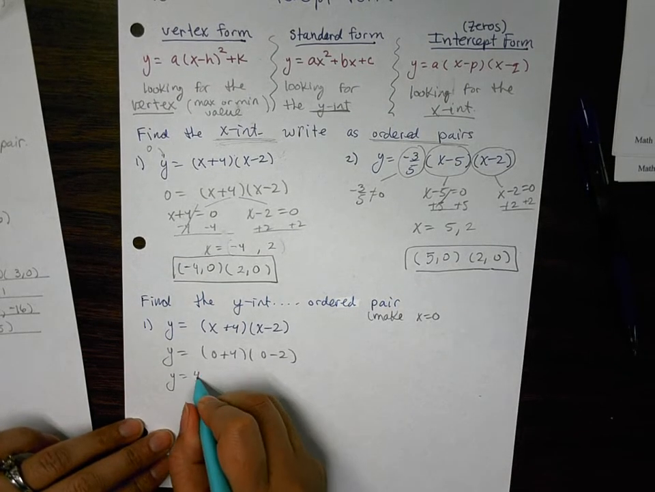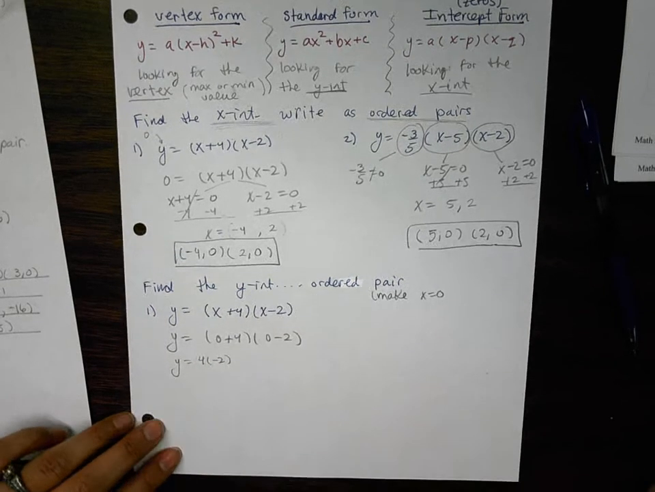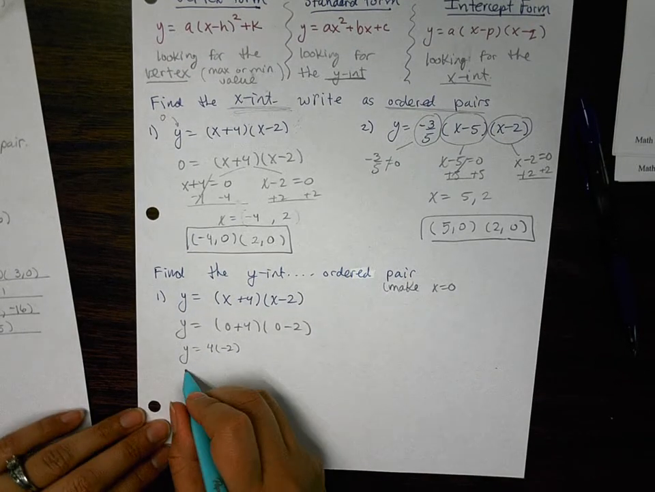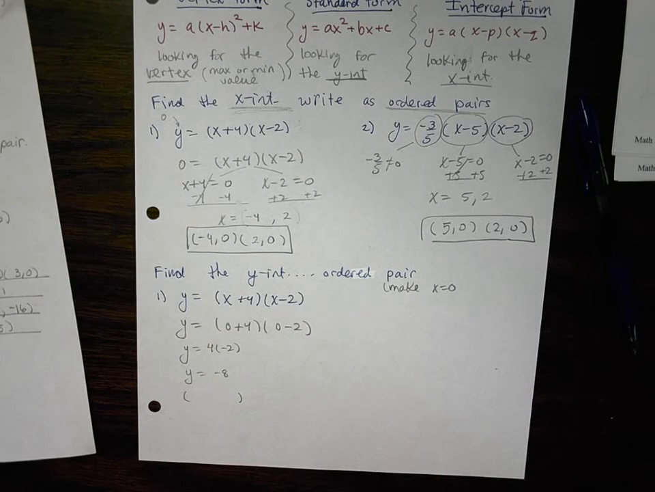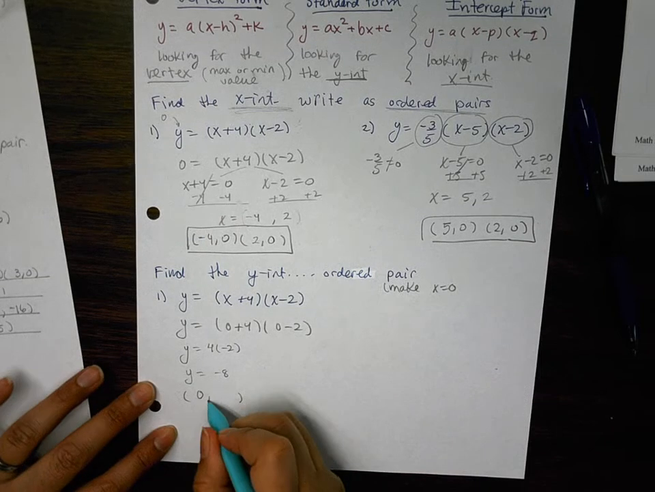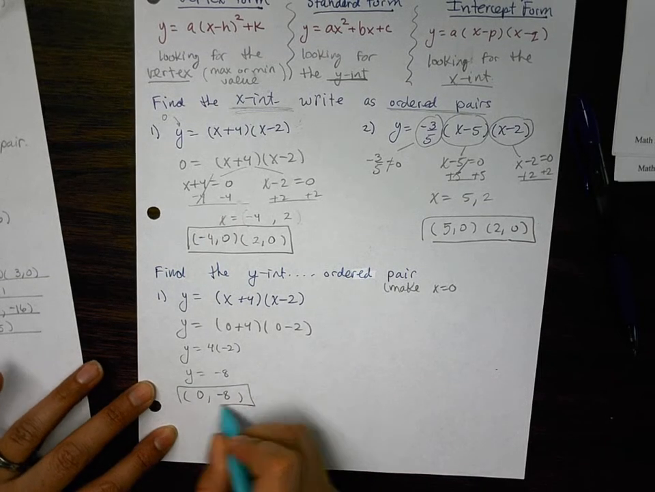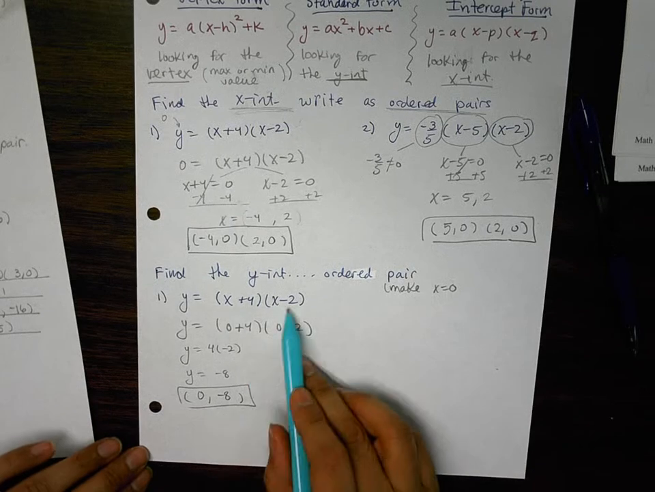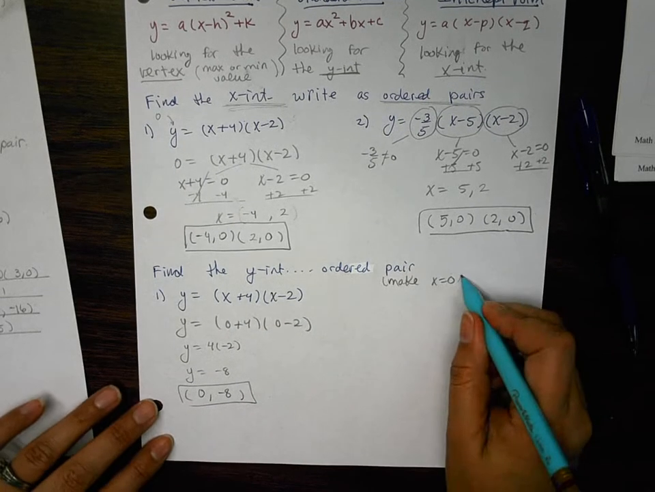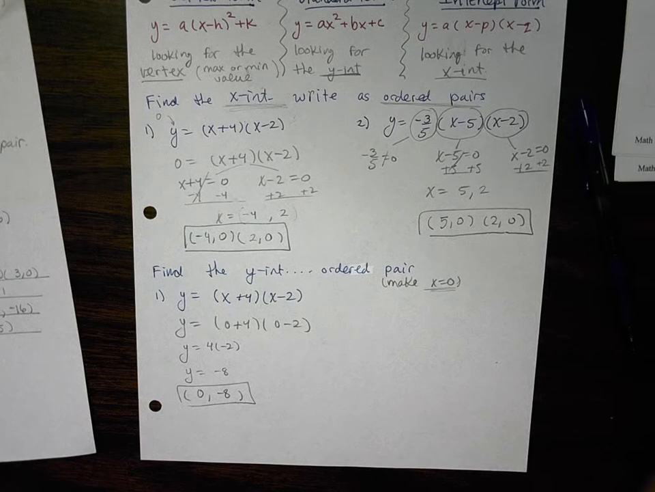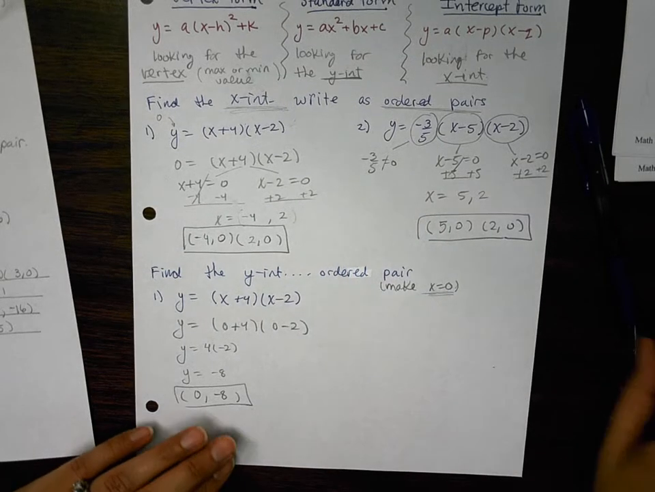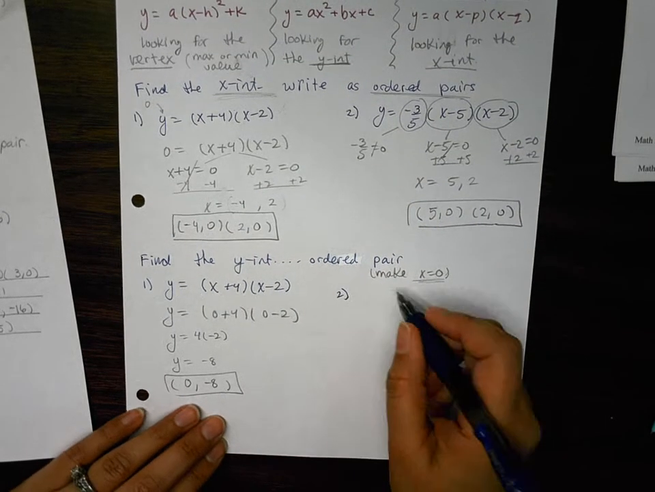Okay, what do we have? Y equals 4 times negative 2. What do we end up with? Y equals what? Okay, as an ordered pair, is that negative 8, 0 or 0, negative 8? It's a y-intercept, so what is it? 0, negative 8. Why? Because we made our x values 0. So x is 0, y is negative 8.